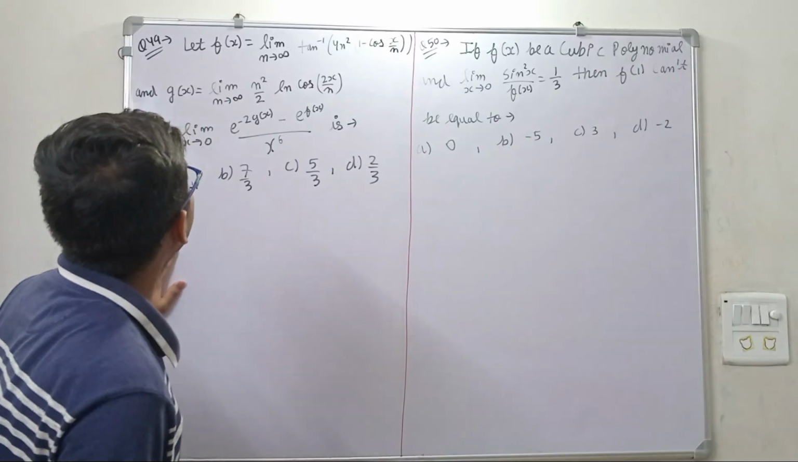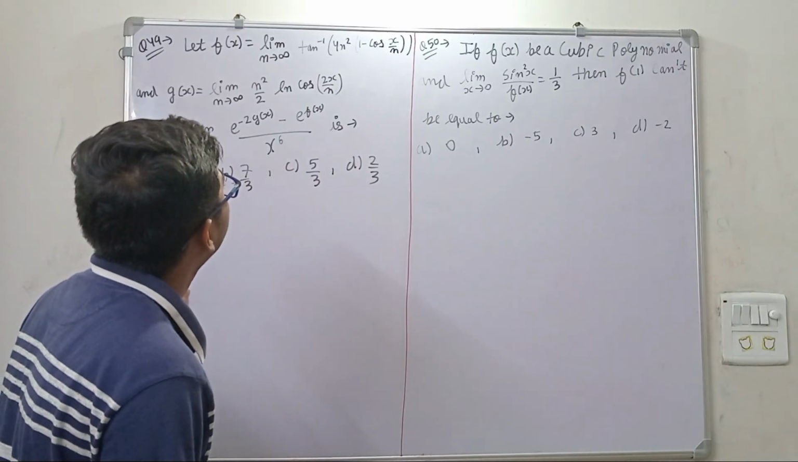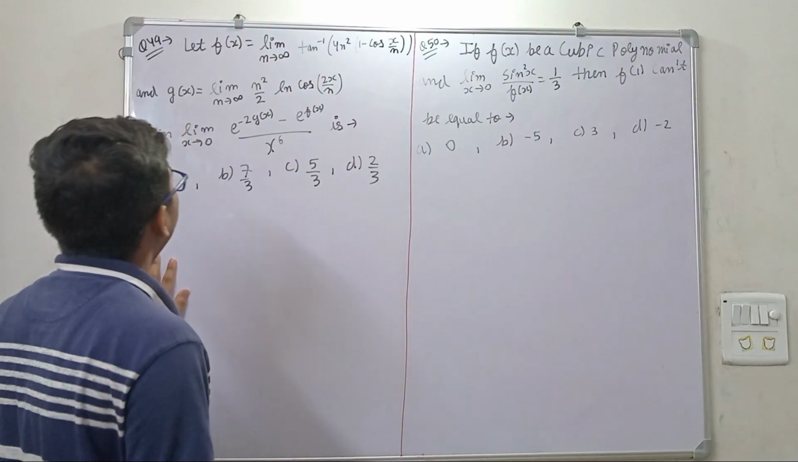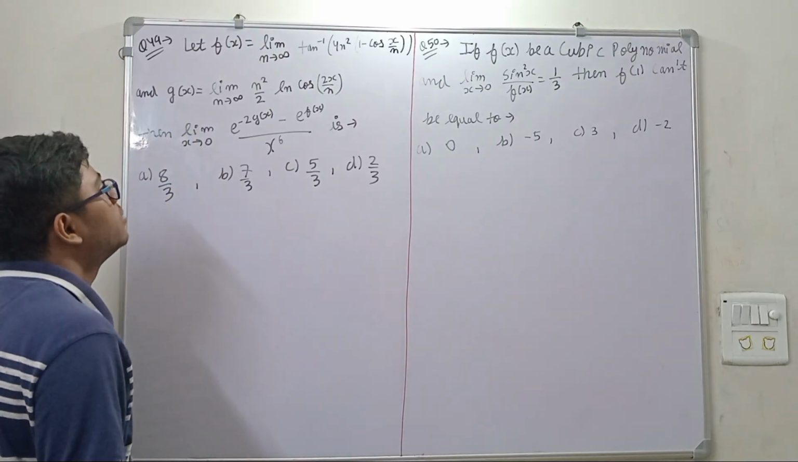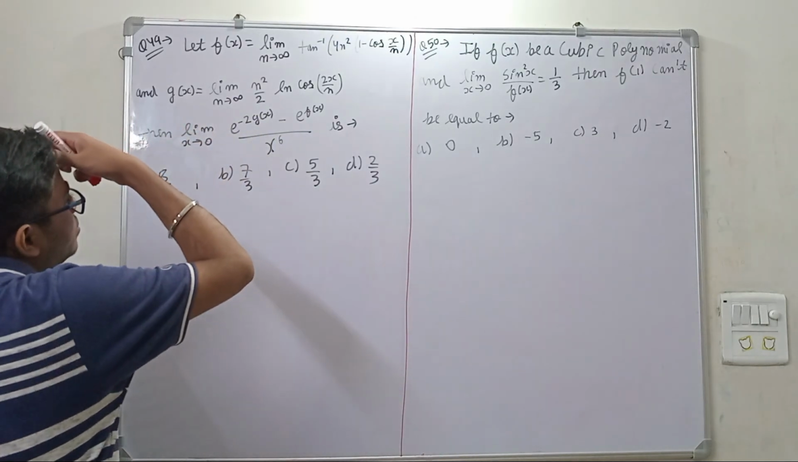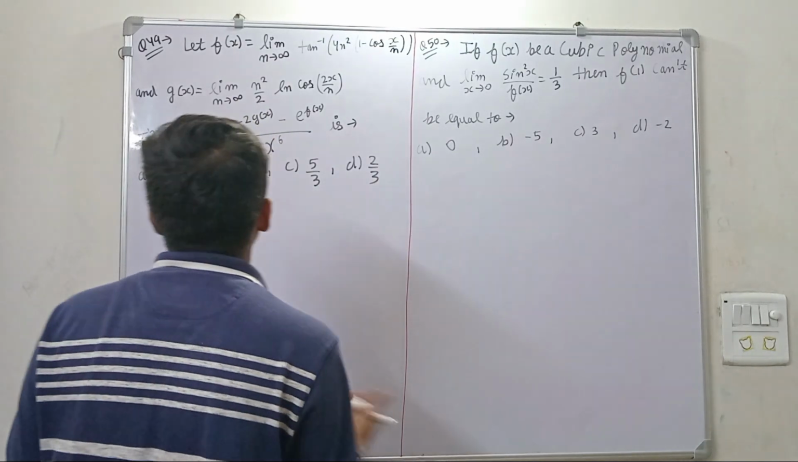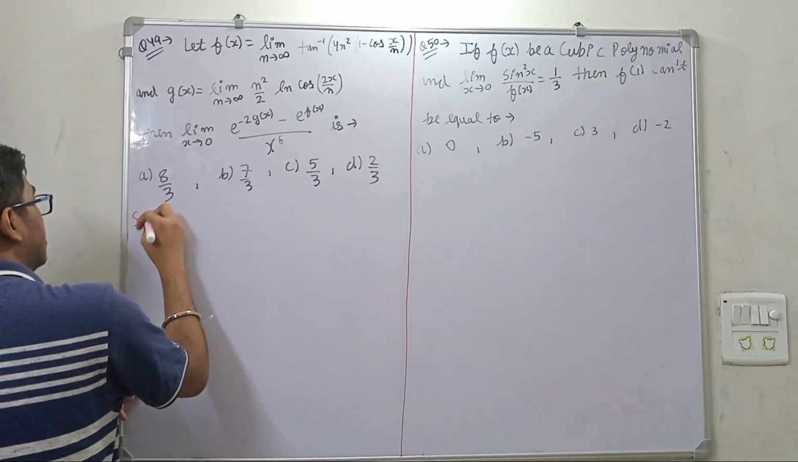Question 49 is saying: if f(x) is limit n tends to infinity of tan inverse of 4n square times (1 minus cos x by n), and g(x) is limit n tends to infinity of n square by 2 ln cos (2x by n), then you have to find the limit of (e to the power minus 2g(x) minus e to the power f(x)) upon x power 6. Okay, first of all we need to find the functions f(x) and g(x).